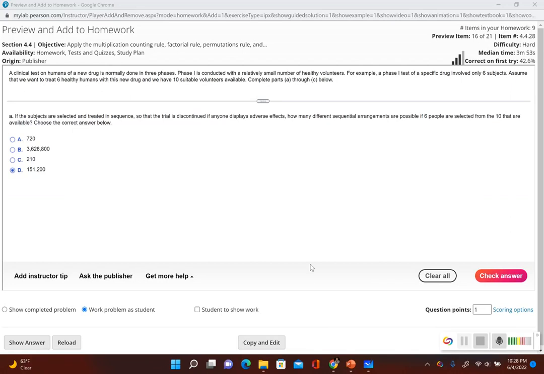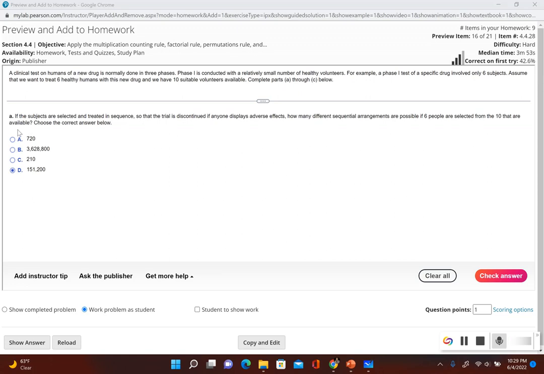In this example, we're going to illustrate the permutations rule, where order does matter. It says a clinical test on humans on a new drug is normally done in 3 phases. Phase 1 is conducted with a relatively small number of healthy volunteers. For example, a phase 1 test of a specific drug involved only 6 subjects. Assume that we want to treat 6 healthy humans with this new drug, and we have 10 suitable volunteers available.